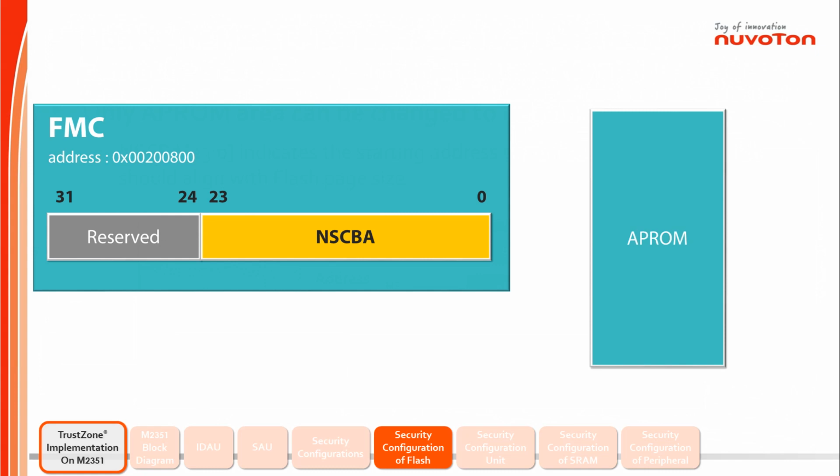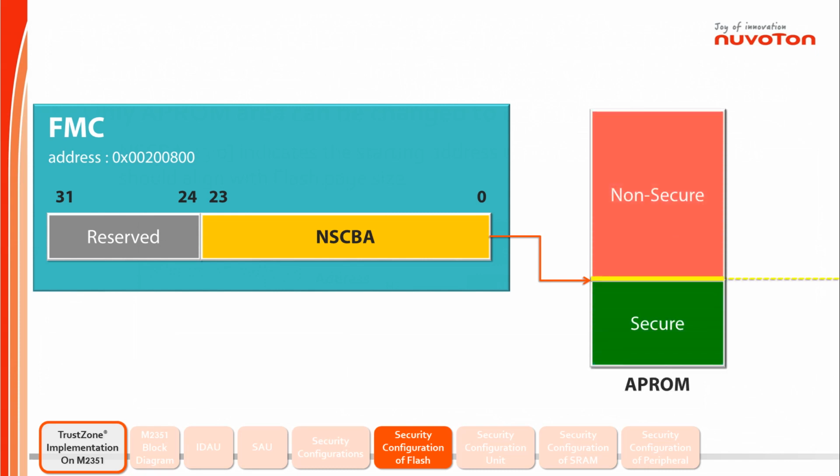Its length is 24-bit. Once NSCBA is programmed, the AP-ROM is divided into a secure and a non-secure region. The secure region starts from offset 0, and the end address is the NSCBA's value -1. The starting address of non-secure region is the NSCBA's value, and extends to the end of AP-ROM.